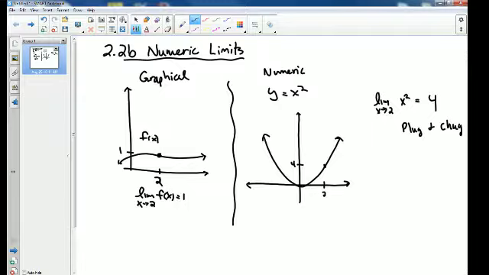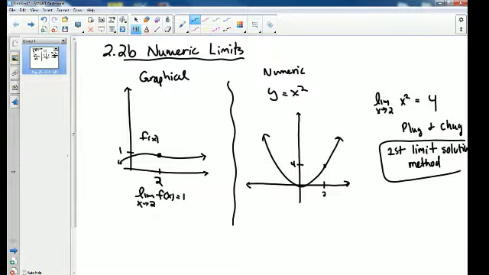So if that's an option, always try that first. This is your first limit solution method. Always try that first if you have a function.